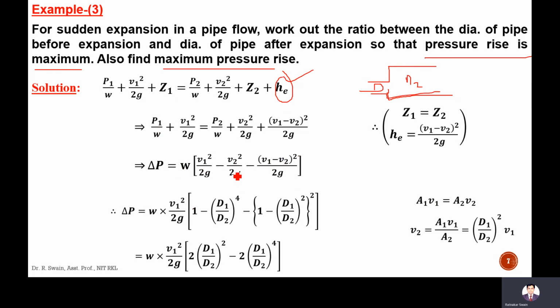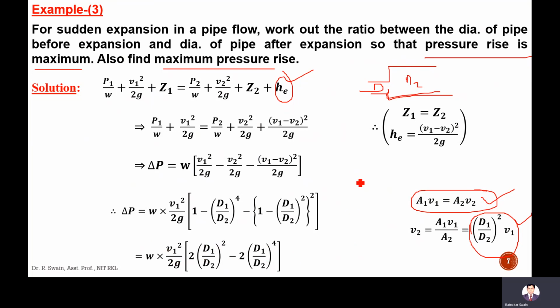So here this V2 we can write using the continuity equation, A1 V1 is equal to A2 V2. So V2 is A1 V1 by A2, which is (D1 by D2) whole square into V1. So in place of V2, if you write this (D1 by D2) whole square into V1, then delta P will be W into V1 square by 2g whole into [2 into (D1 by D2) whole square minus 2 times (D1 by D2) whole to the power 4].